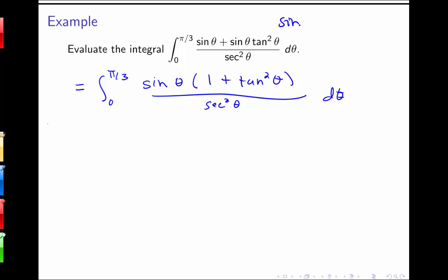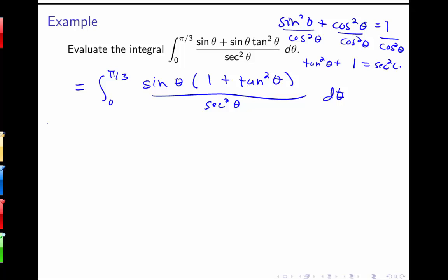So remember, we had sine squared theta plus cosine squared theta was equal to 1. And if I divide every term here by cosine squared theta, then I can get the identity that relates tangent and secant. So sine squared theta over cosine squared theta is tangent squared theta. So I have that plus 1. 1 over cosine squared theta is secant squared theta. So I see that I have the identity tangent squared theta plus 1 is secant squared theta. So I can replace this 1 plus tangent squared with secant squared.